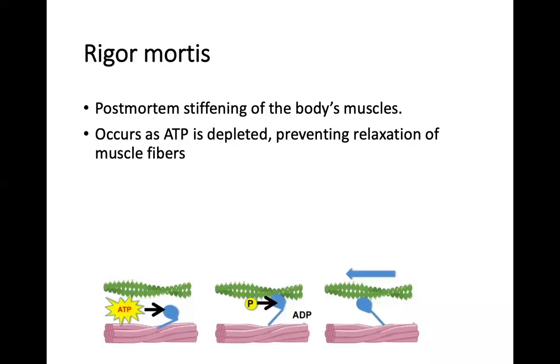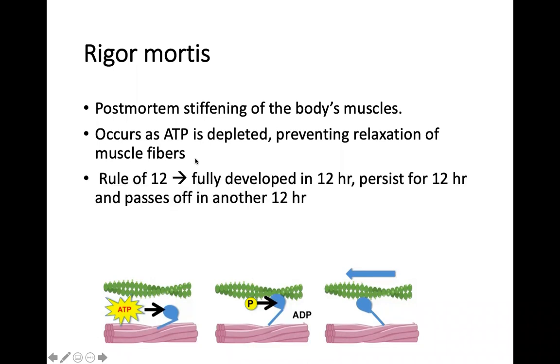Okay? And it occurs as ATP is depleted, preventing the relaxation of muscle fibers. So, pag wala kang ATP, ito kasing ATP, nagko-cause ng relaxation, okay? Ng relaxation of the muscle. So pag wala ka ng ATP, ADP na lang yan. So nakalock yan siya. So mangyayari is that there is stiffening or there is contraction of the muscle kung wala tayong ATP. Kaya matigas yung katawan.